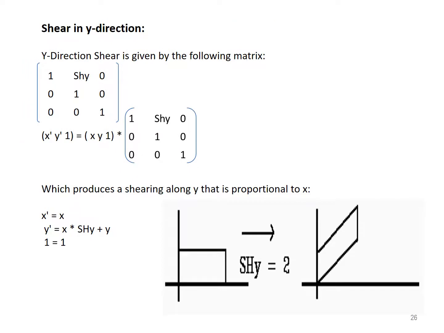Shear in y direction. Y direction shear is given by the following matrix: 1, shy, 0, 0, 1, 0, 0, 0, 1, where shy is the shearing factor in y direction, and after shearing the resultant coordinates are x dash equal to x, y dash equal to x into shy plus y. You can see in the picture the rectangle is sheared along the y direction with a shearing factor of 2.